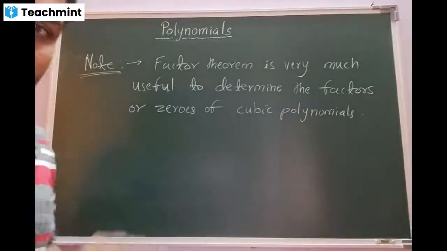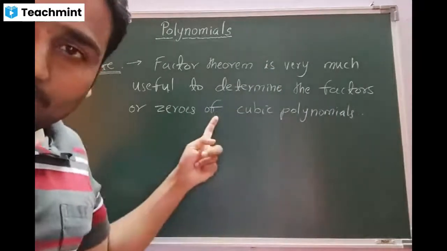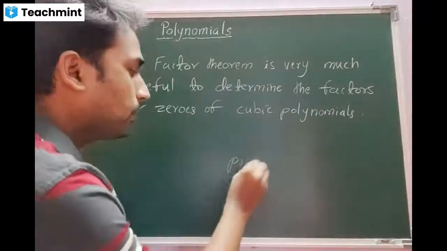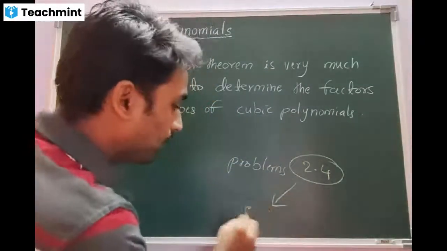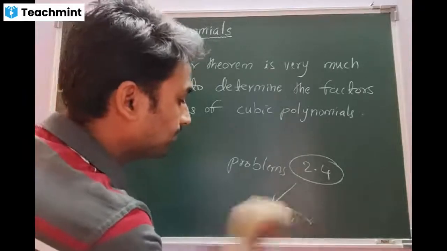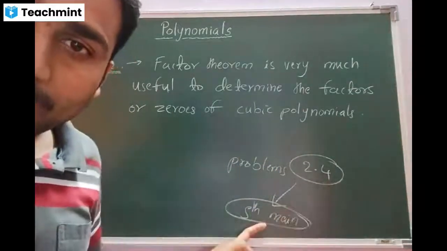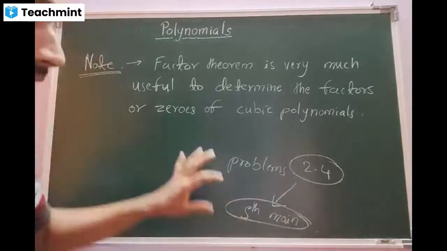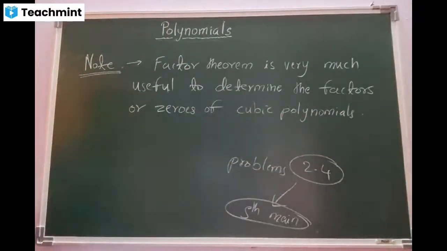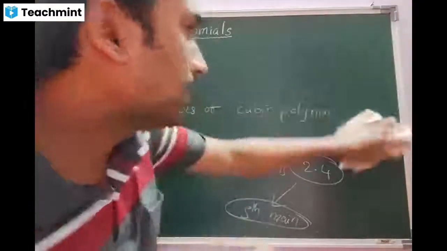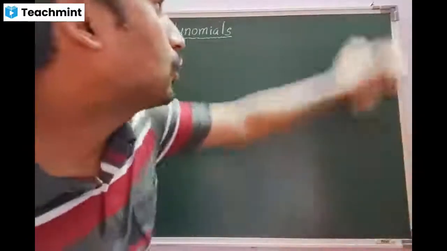Now the question comes, how will it be useful in finding the factors for a cubic polynomial? You will understand this better when I start solving the problems from exercise 2.4, particularly the fifth main question. When I solve it, you will understand the meaning of this particular note. Okay, beta, with this background, let us start dealing with exercise 2.4.